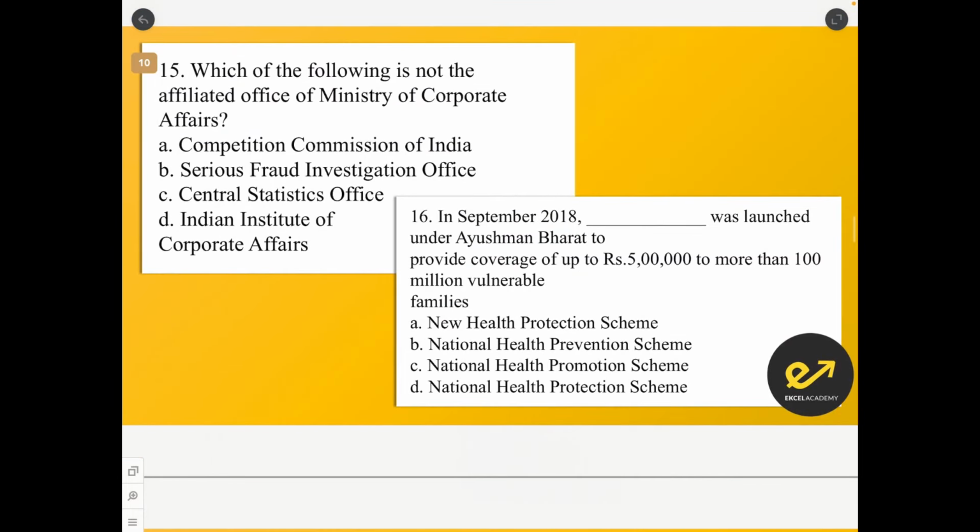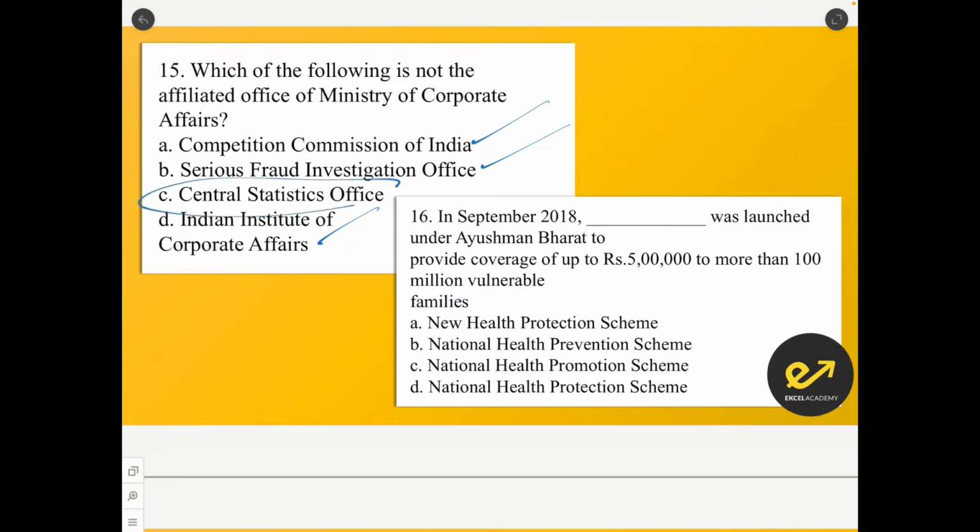Question number 15. Which of the following is not an affiliated office of the Ministry of Corporate Affairs? This comes in chapter number 8 under the Corporate Affairs Ministry topic. So Competition Commission of India comes under the Ministry of Corporate Affairs. Serious Fraud Investigation Office also comes under the Ministry of Corporate Affairs. Indian Institute of Corporate Affairs also comes under the Ministry of Corporate Affairs.